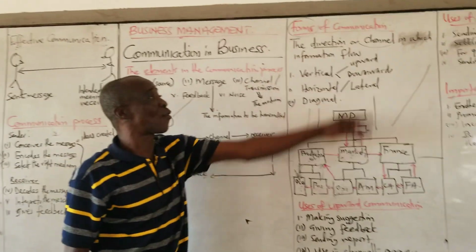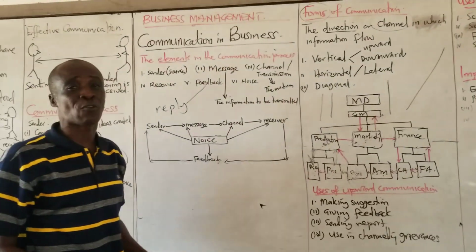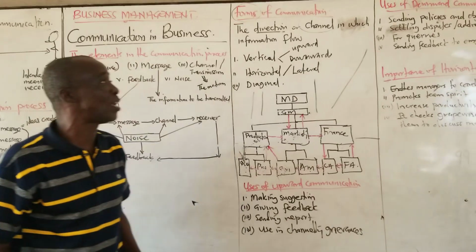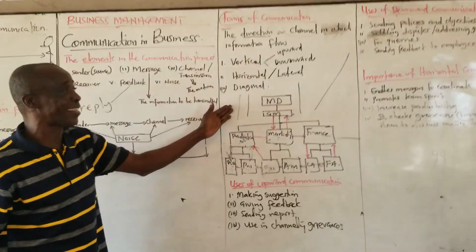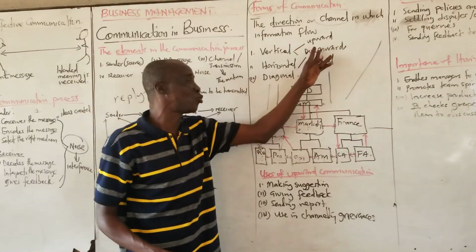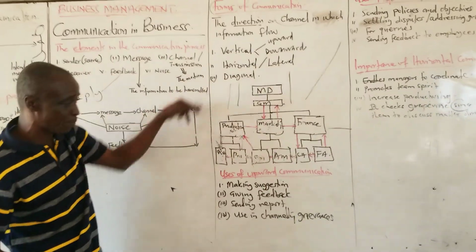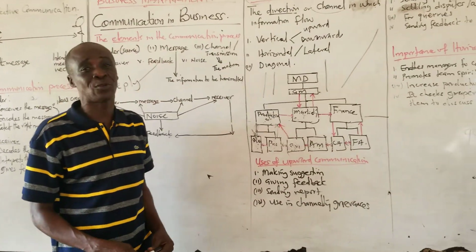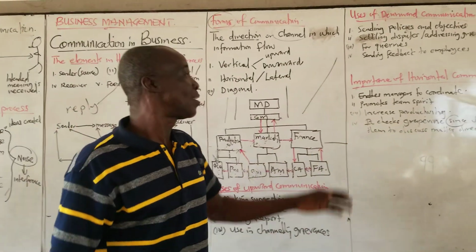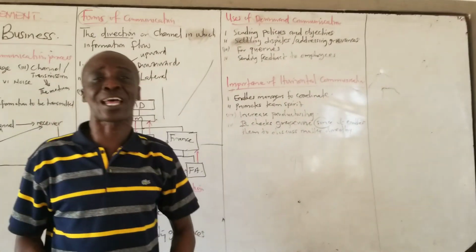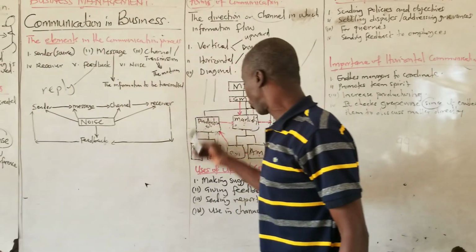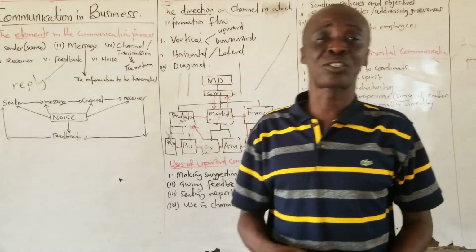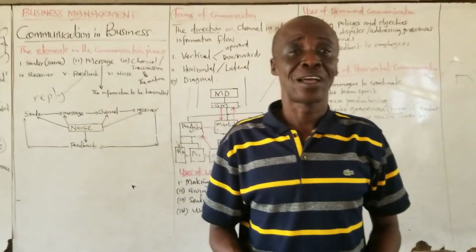Then we looked at the forms of communication. We say that the forms of communication refer to the channel or the direction in which the information flows. We have looked at the three types, and this one we divided into two. We have used this diagram to explain them. Then we looked at the uses of upward communication and the uses of downward communication. Then we looked at the importance of horizontal communication. Then we also talked about diagonal communication. This brings us to the end of our lesson today.